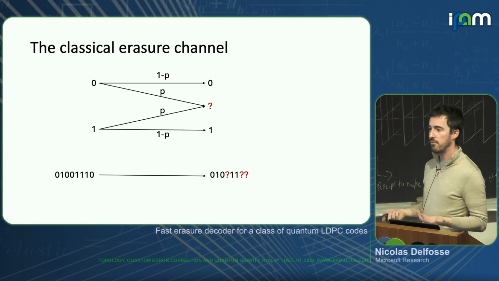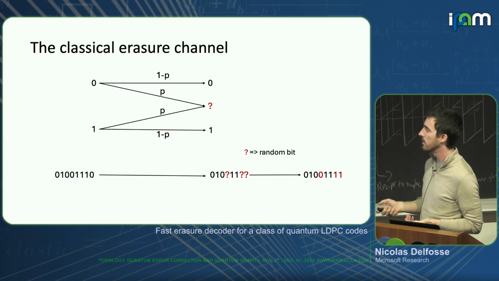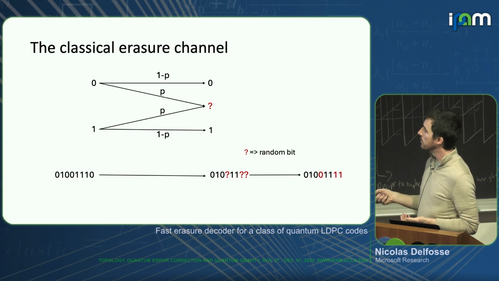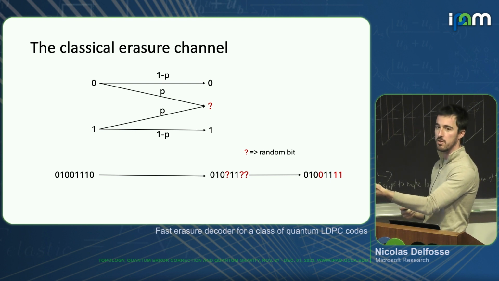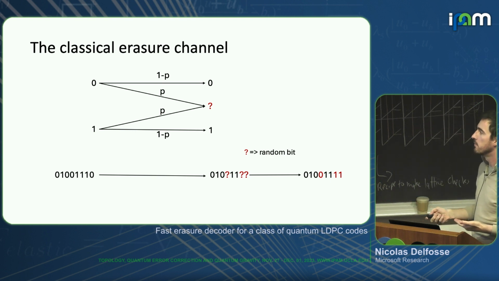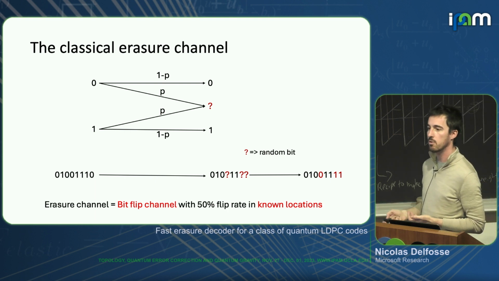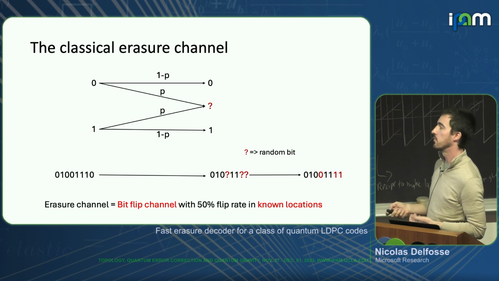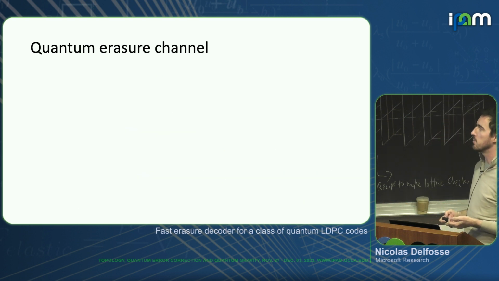And when I tell you it's a simplified bit flip channel, it's because I can pick those question marks and replace them by a random bit. And then I obtain some bit flip channels applied only to the red bits. So it's a bit flip channel where you know the positions that are potentially flipped. So it's really a bit flip channel with some extra information, the location of the potential bit flips. And in the quantum setting, we can do the same thing.